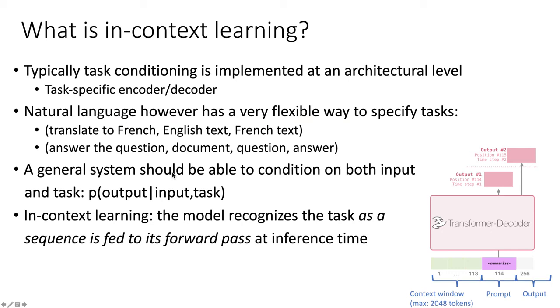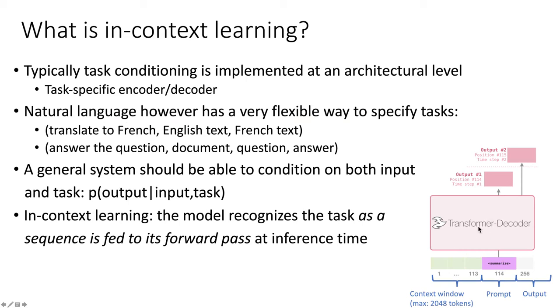So you can kind of see that a general system should be able to condition on both input and task, whereas most of the architectures we're used to only condition on the input, and the task is kind of embedded in the architecture, or the conditioning for the task is the architecture itself. And then in-context learning means that the model will recognize the task as a sequence is fed to its forward pass at inference time.